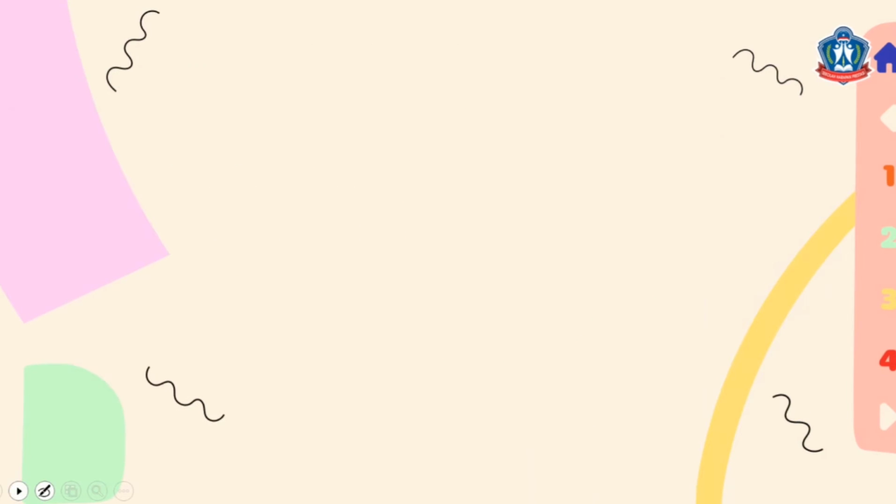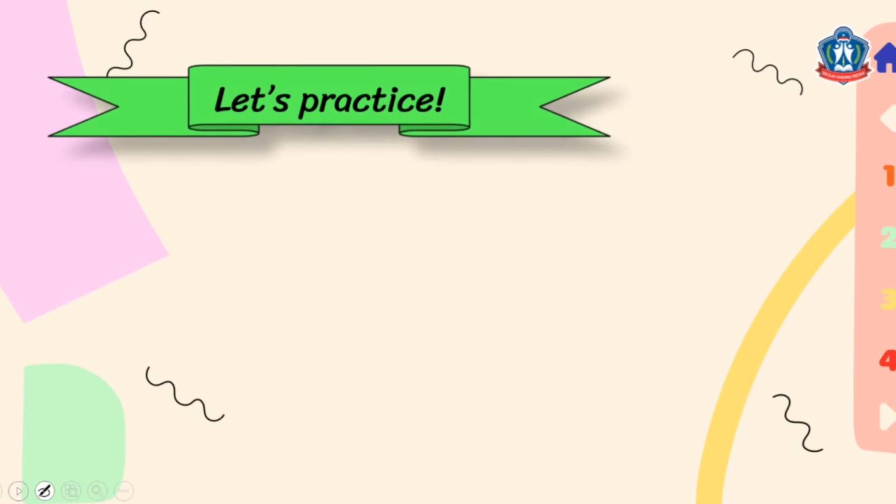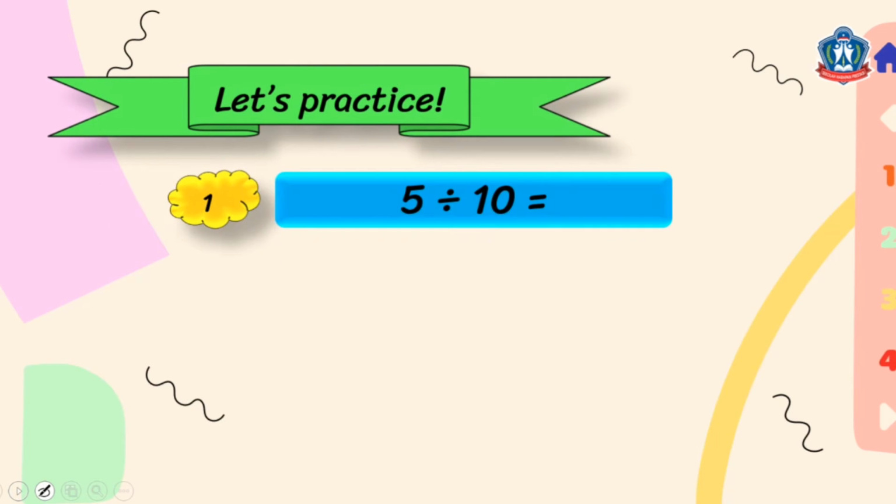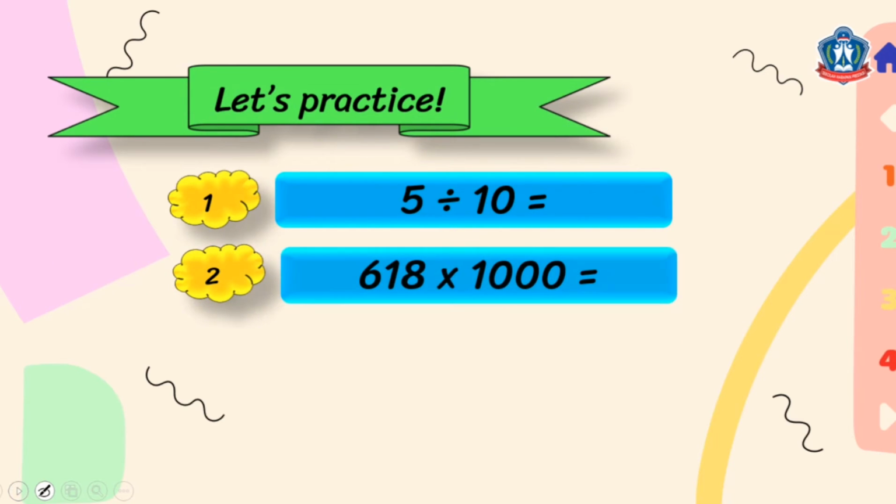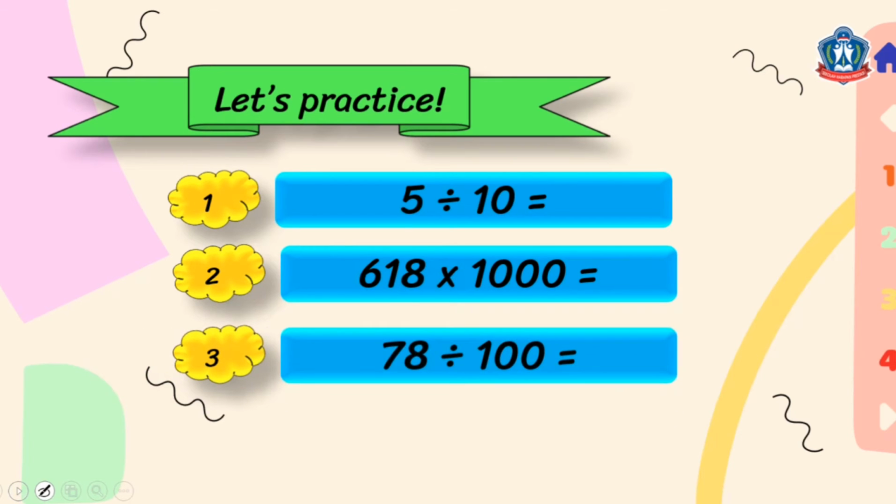I have here some exercises. Let's practice. Find the answer for question number 1, 5 divided by 10. Question 2, 618 times 1,000. And question 3, 78 divided by 100. Let's check your answers during our Zoom meeting.